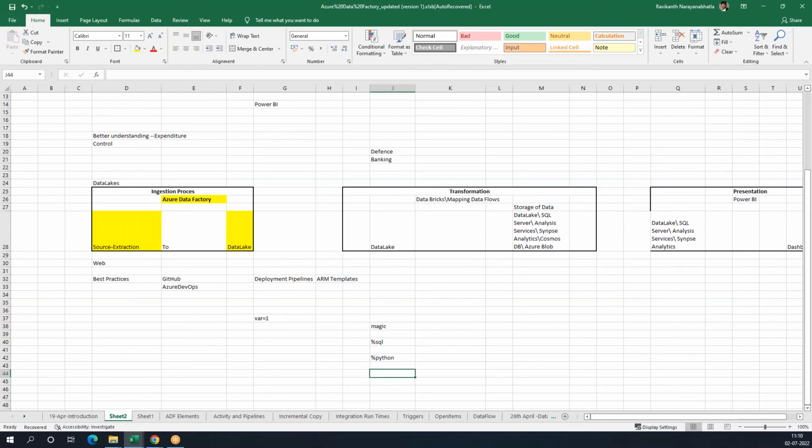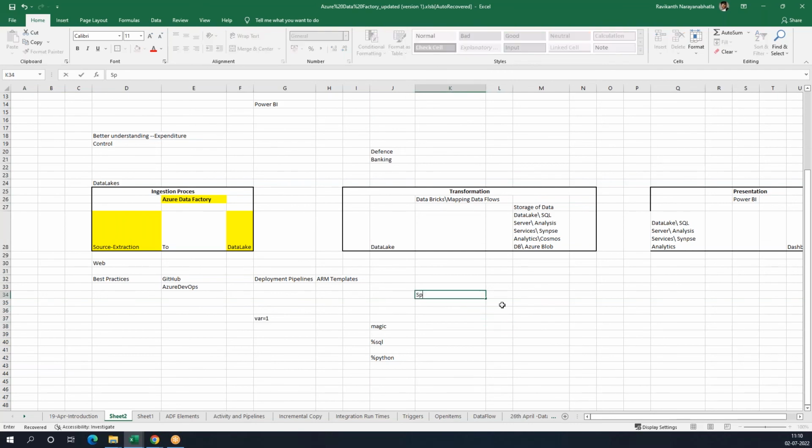And what about the PySpark difference? Is it very much different from Python, or is PySpark derived from Python? I'll tell you.